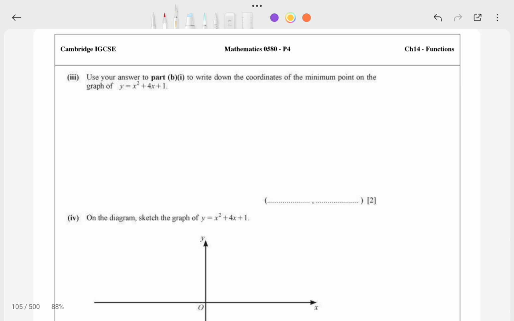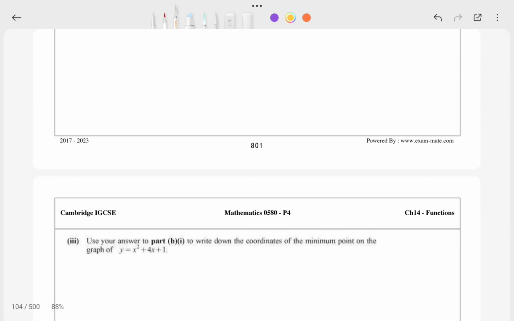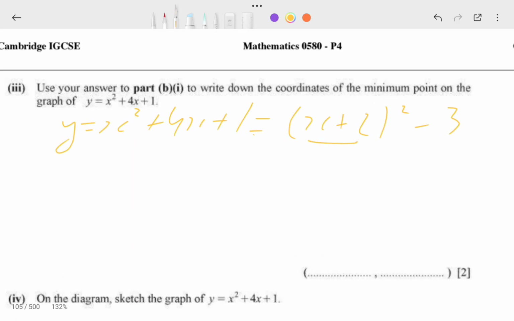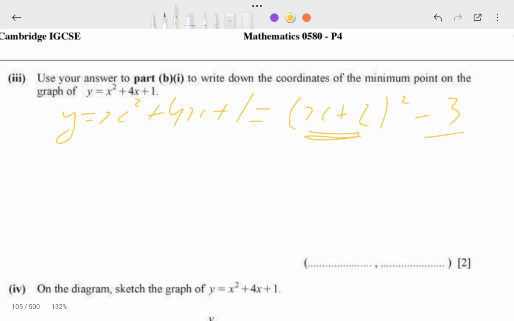Use your answer to B part 1 to write down the coordinates of the minimum point on the graph of y equals x squared plus 4x plus 1. Okay, so this is easy. We know that y is equal to x squared plus 4x plus 1, which is equal to (x plus 2) squared minus 3. Okay, so the minimum point is this and this. So x plus 2 is equal to 0. So the x coordinate for the minimum point is minus 2 and the y coordinate is minus 3. So minus 2, minus 3.